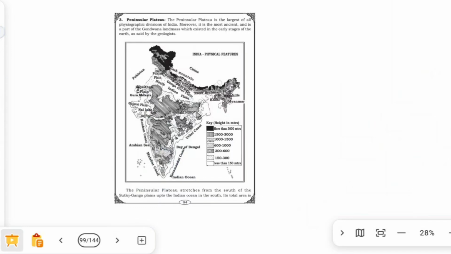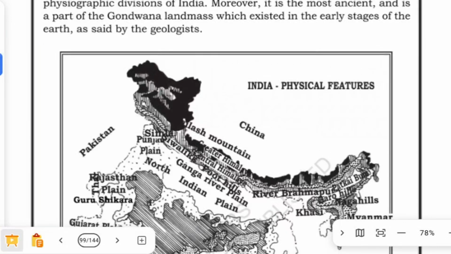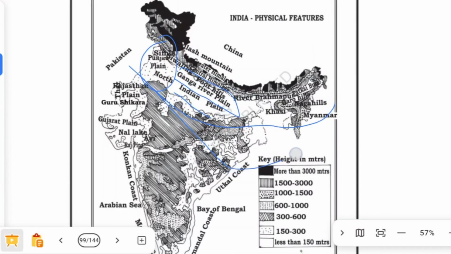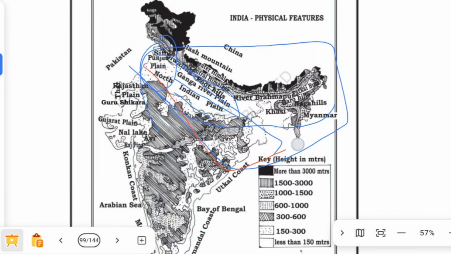So exactly you can see here where the plain is. Before going to the plateau, I am going to tell about the plain. See, this is the Ganga plain and the Sutlej Punjab plain. You can see this part completely is called the plain. You can understand here more than 3,000 meters, 1,500 to 3,000 meters. These are the different elevations. So this is the plain.